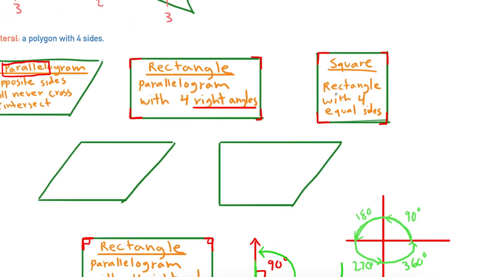So not only does it have to have 4 right angles, all 4 sides have to be equal. Has to be the same length. So if this was 3 feet, then this side also needs to be 3 feet, and this side needs to be 3 feet also, and this side also needs to be 3 feet.